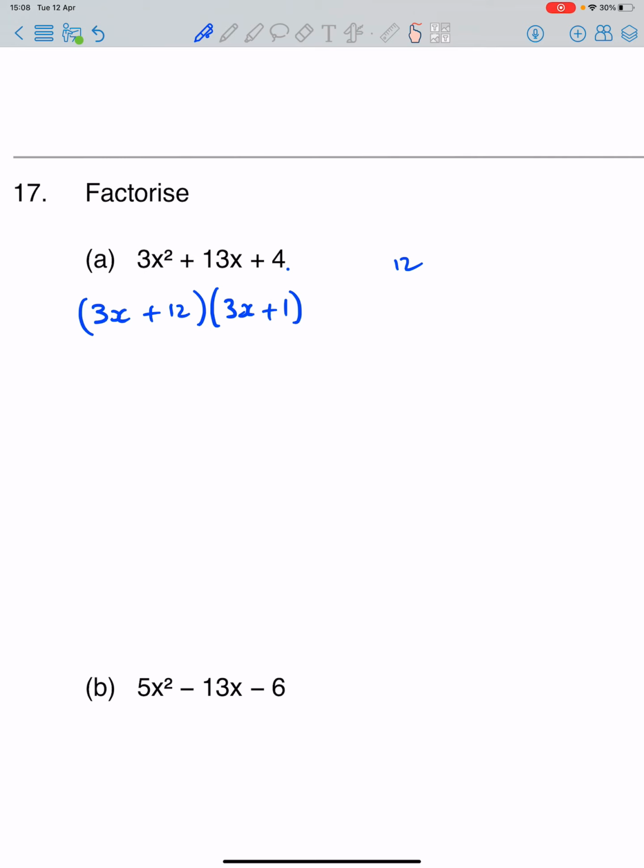Now, note if you expand this bracket, because you've got 3x times 3x, that's going to give you 9x squared, but we only want 3x squared if we were to expand this back out. So we divide this all by 3.